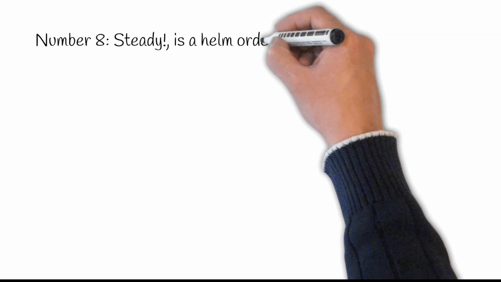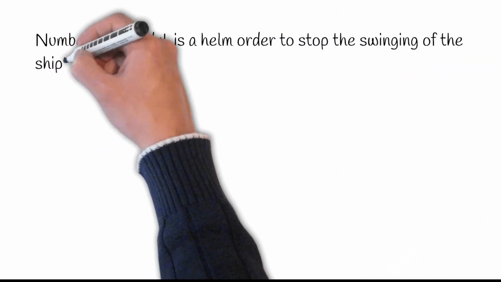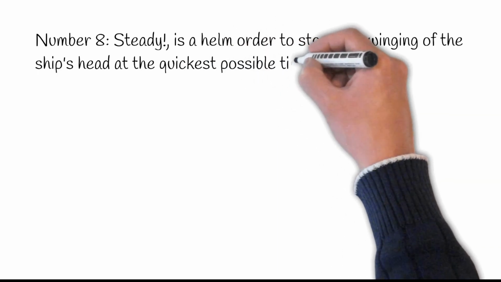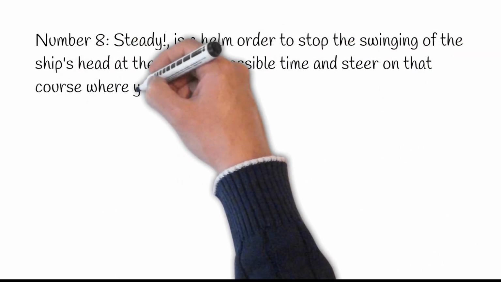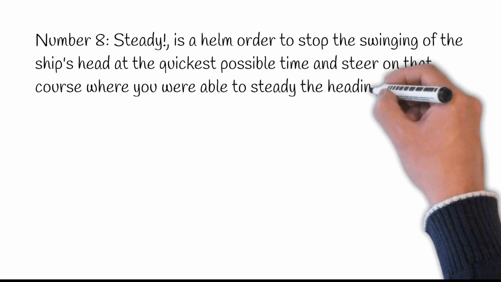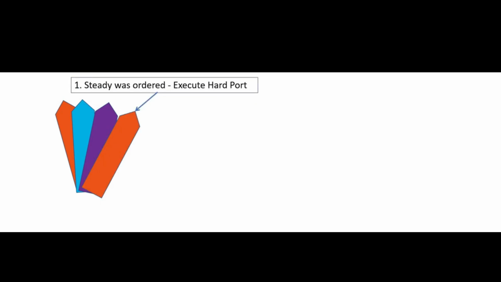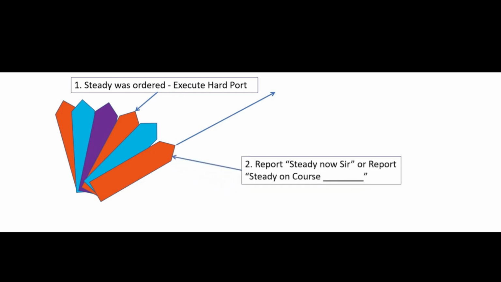Number 8. Steady is a helm order to stop the swinging of the ship's head at the quickest possible time and steer on that course where you were able to steady the heading of the ship. One. Steady was ordered, then execute hard port. 2. Report steady now, sir, or report steady on course, so-and-so.